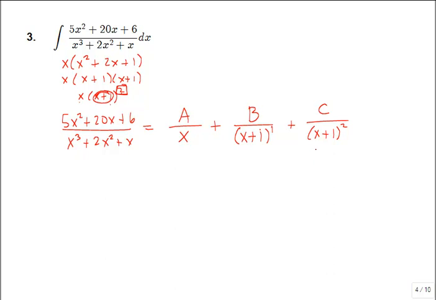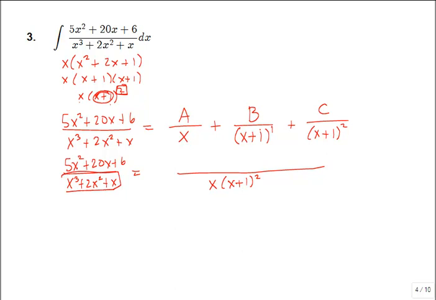Now it's our job to figure out what the A, the B, and the C need to be to make this statement true. Okay? So what we're going to do is equate these two sides. And I'm going to do that by getting a common denominator on the right-hand side. So the common denominator would need the x, and it would need the x plus 1 squared. And that's exactly what this was over here when you factored it all down. Okay, that's where it came from. So these two denominators are now equal.